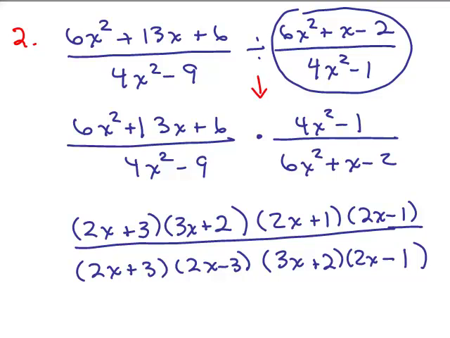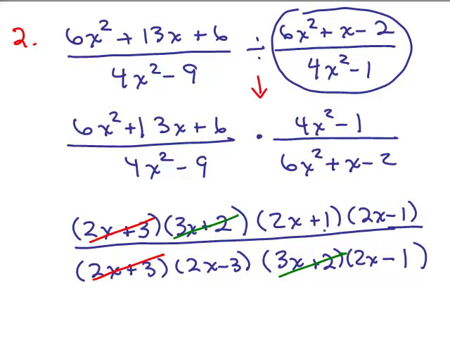Okay, so now this is the fun part. You see, whatever common factors are, you get to cancel. So I'm going to start with the numerator. Is there a 2x plus 3? Yep, I can cancel right here. How about the 3x plus 2? Yes, I see that could cancel with this.